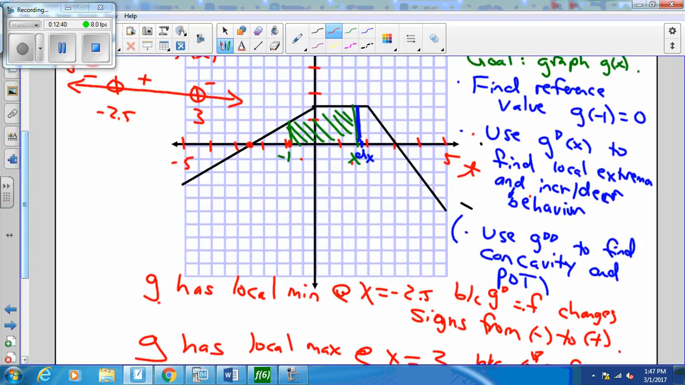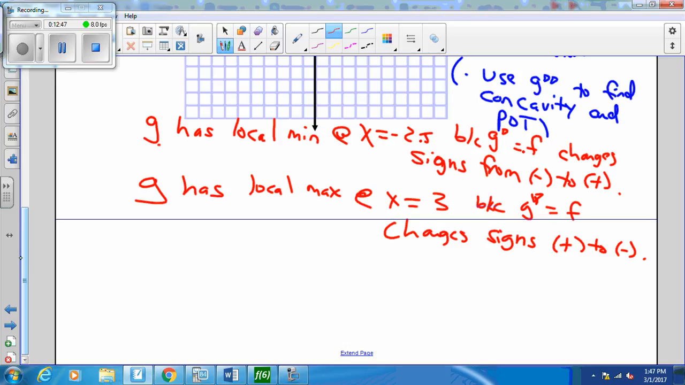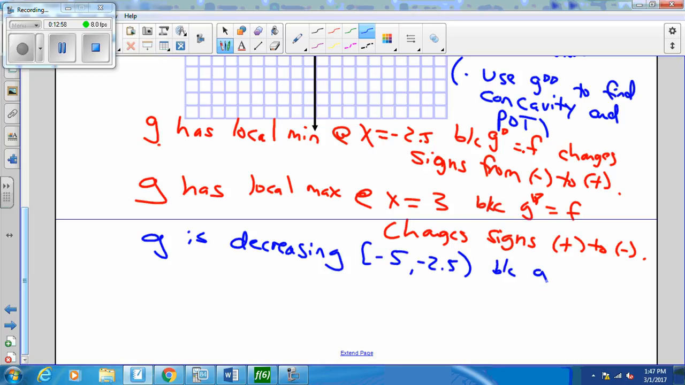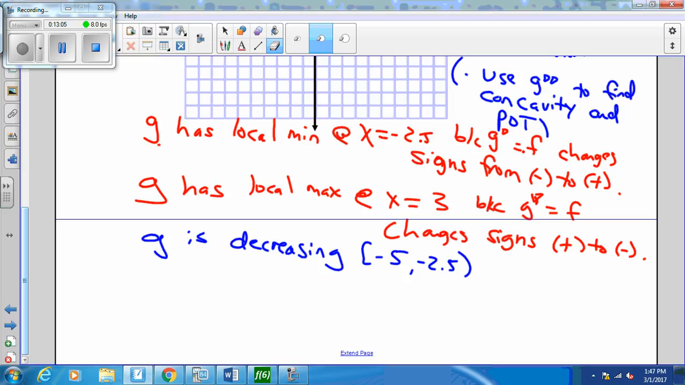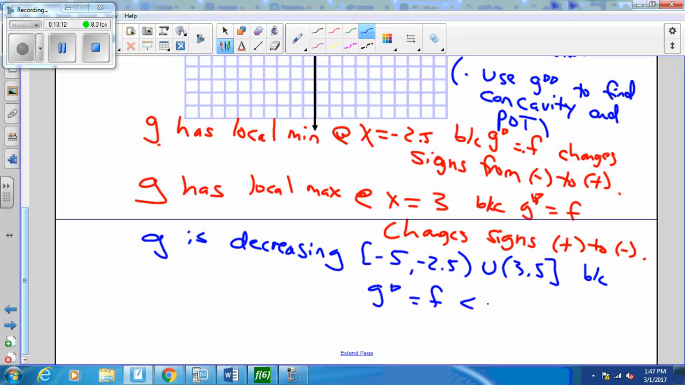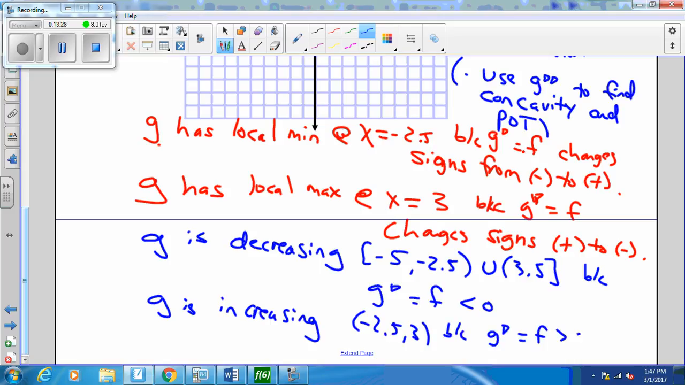Good. I can also observe where G is increasing and decreasing. I can observe that G is decreasing from negative 5 to negative 2.5, because G prime is less than 0. Oh, there was another interval too, wasn't there? 3 to 5, I think. And I can observe that G is increasing on the interval negative 2.5 to 3, because G prime, which is F, is positive.